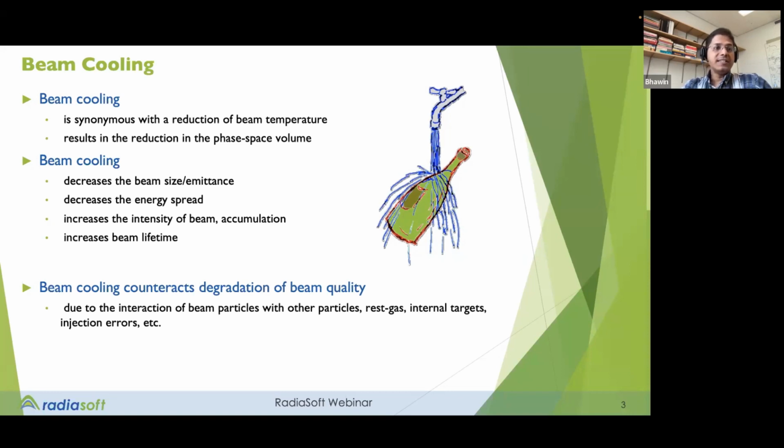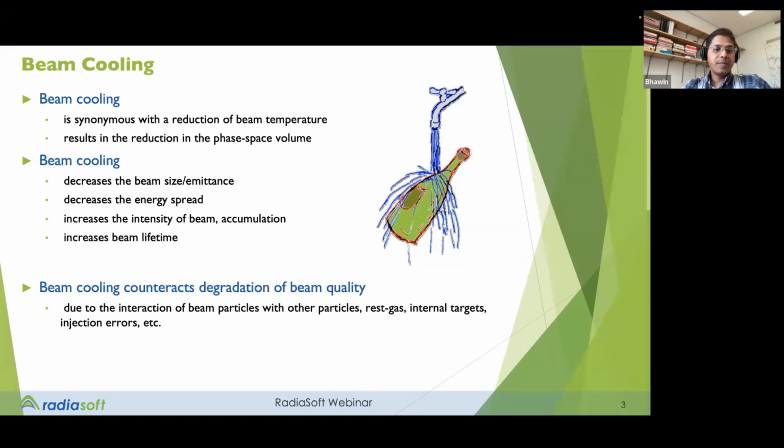The application of beam cooling finally results in the reduction of the phase space volume of the heavy particle beam, and that means beam cooling decreases the beam size and emittance and decreases the energy spread. This energy spread is the longitudinal emittance, and the beam size is transverse, which means horizontal and vertical emittance. And it also increases the intensity of the beam, helps to accumulate many particles in the given phase space volume, and also increases the beam lifetime.